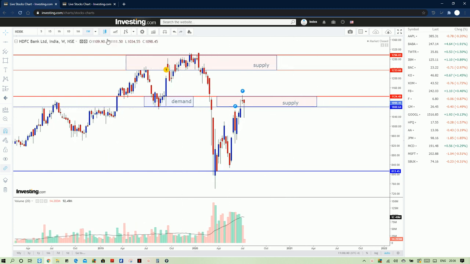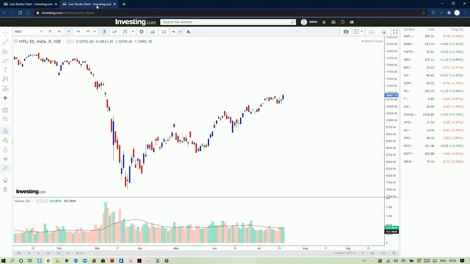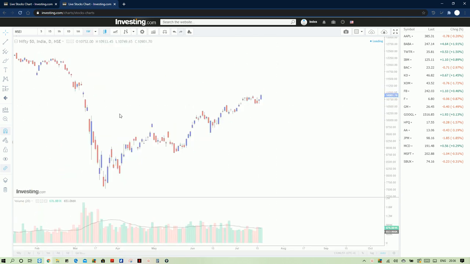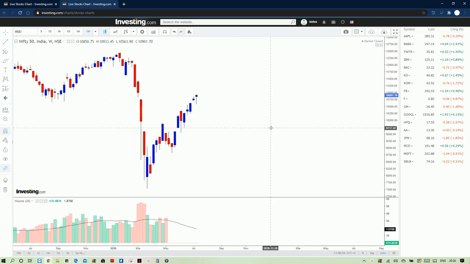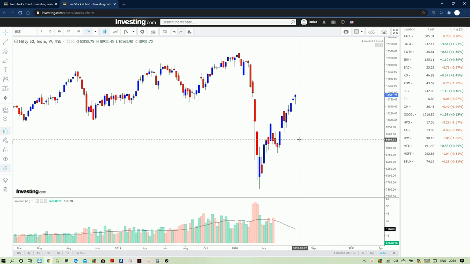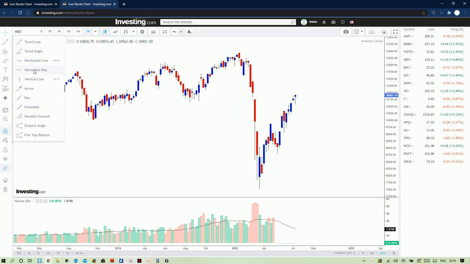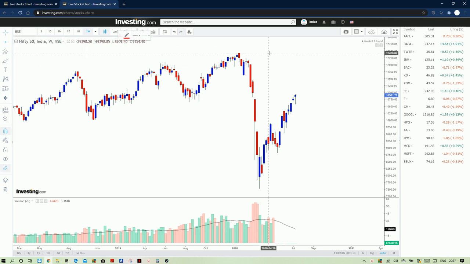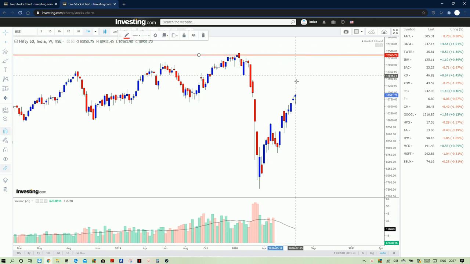Now we move on to the index Nifty. We will go through Nifty. Now we move on to the weekly chart. So similar kind of same thing we are going to do at this point. Now we need to select the horizontal line, the higher high. The higher high is somewhere here, so that point is acting as a strong resistance.